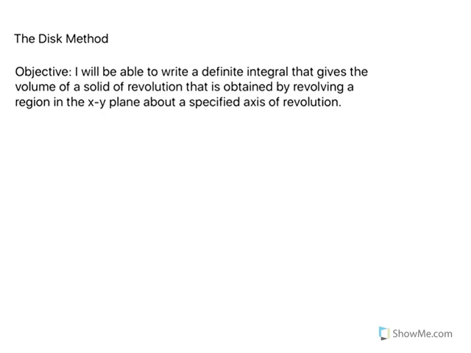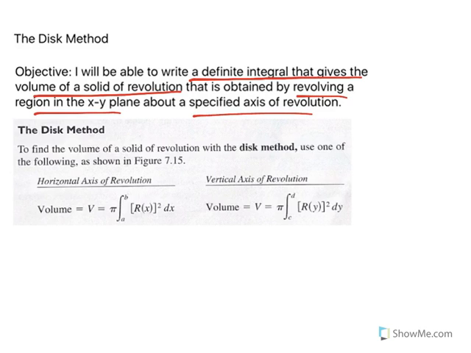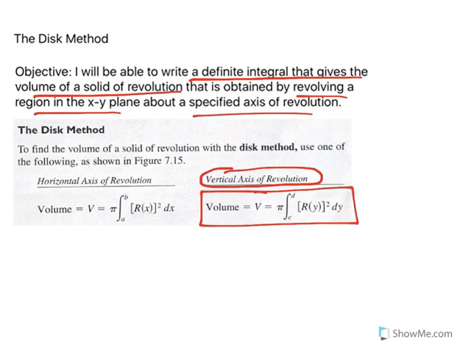The disk method. Our objective is that we'll be able to write a definite integral that gives the volume of a solid of revolution that is obtained by revolving a region in the xy plane about a specified axis of revolution. Today we're going to look at a problem where we have a vertical axis of revolution, so we will be integrating with respect to y. And this is, of course, the integration formula for the disk method.